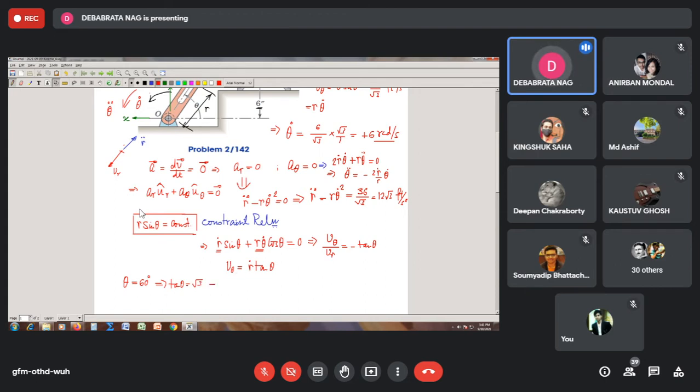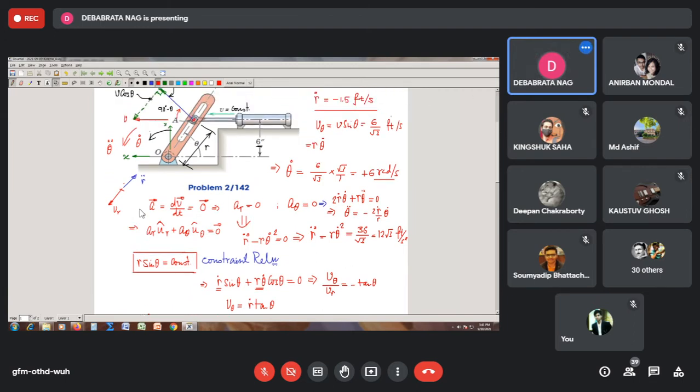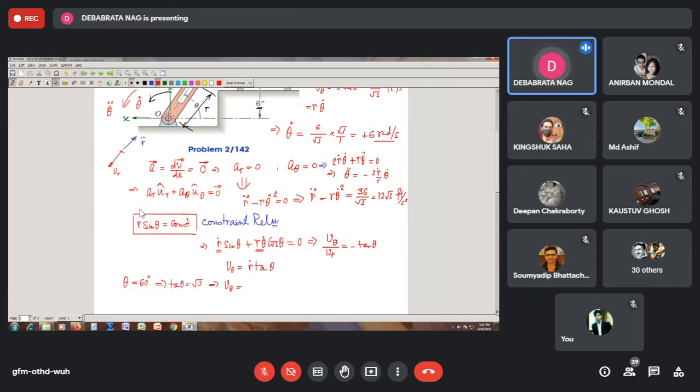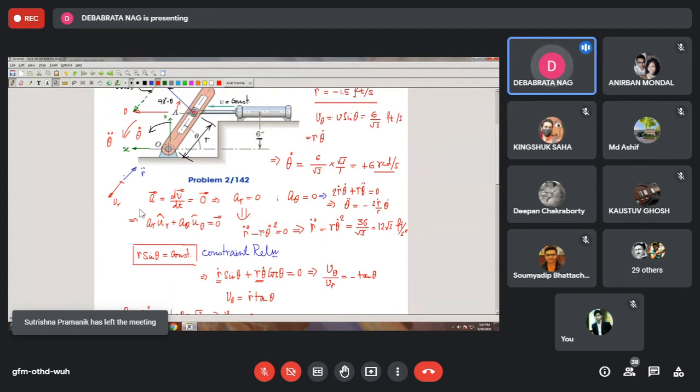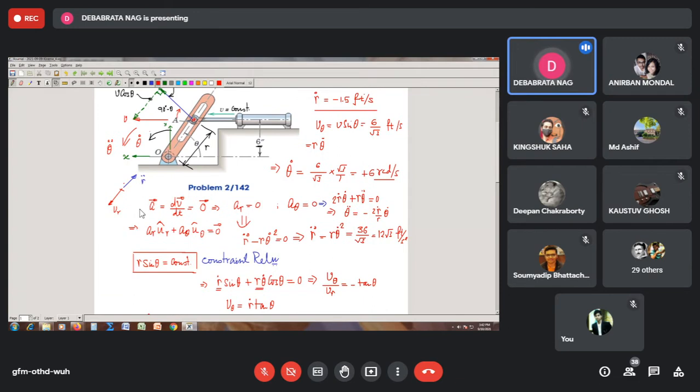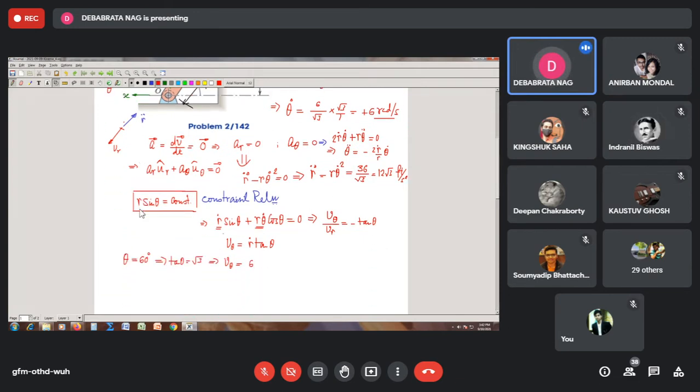And you can therefore say that V theta turns out to be r dot times tan theta. So r dot we have found to be how much? 6 by √3, and 6 by √3 into tan theta. So it means it will be 6 radian per second. Sorry, I think I made a mistake. This will be 6 feet per second, sorry. So what is r dot given to be equal to? R dot is 1.5, sorry. So the r dot value is 1.5.